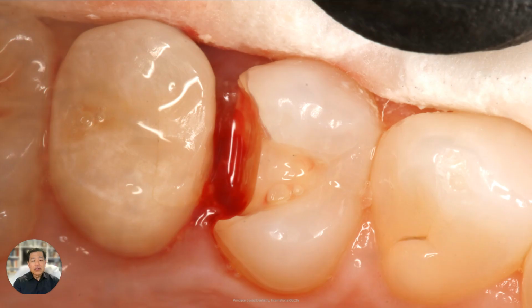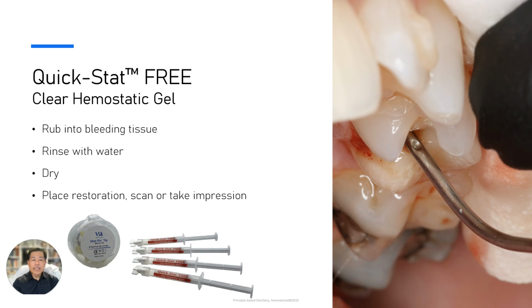So as I got in there, you could see it was very hard to see because the decay was below that restoration, and it was a fairly deep restoration as far as being subgingival, and all of a sudden I have the dreaded red. And that dreaded red really makes it hard for me to even see, am I far enough down there? Is there still more decay? What's going on? So now what I do is I take my QuickStat Free.